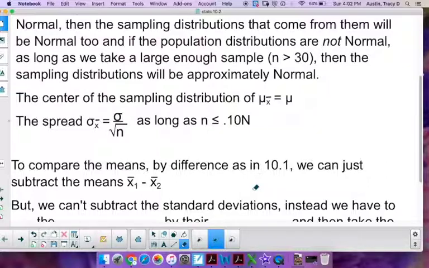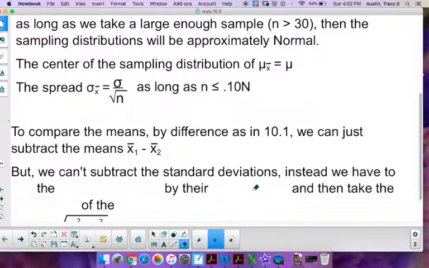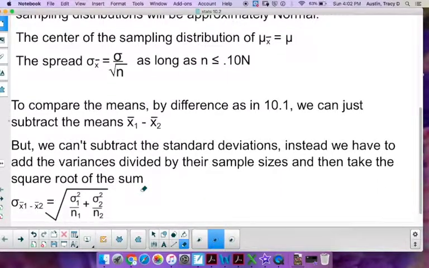Okay, so what does that mean for you as far as your formula? It means you're going to have another big square root and that you're going to have to square some things inside of it. We have the variances, that's the standard deviation squared, divided by their sample sizes, and then take the square root. Okay? What does that look like? It looks like that.